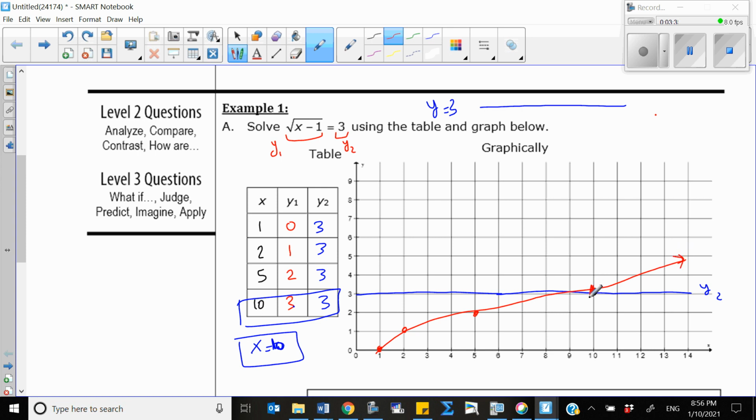Here I'm going to see that at this point these two graphs are crossing each other. The solution of this equation is the point where the two graphs are crossing each other. Basically, the intersection of the two graphs, y1 and y2, is the answer. At this point, x is equal to 10, and y for both y1 and y2 is 3. So that's my solution. I can also see that on the calculator.